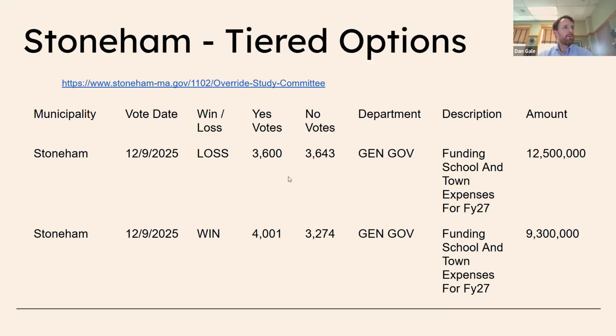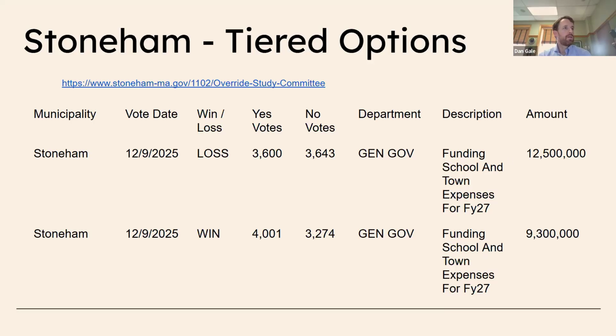You'll see that they tried a tiered option. There are a lot of different ways you can go about an override. They presented to the public, we need 9,300 just to kind of get by, and that might include reductions, but 12.5 is what they really needed to succeed and have multiple years of sustainability. On the ballot, people could choose either option, and if the 12.5 got over 50% of the votes, then that would be the one that passed.